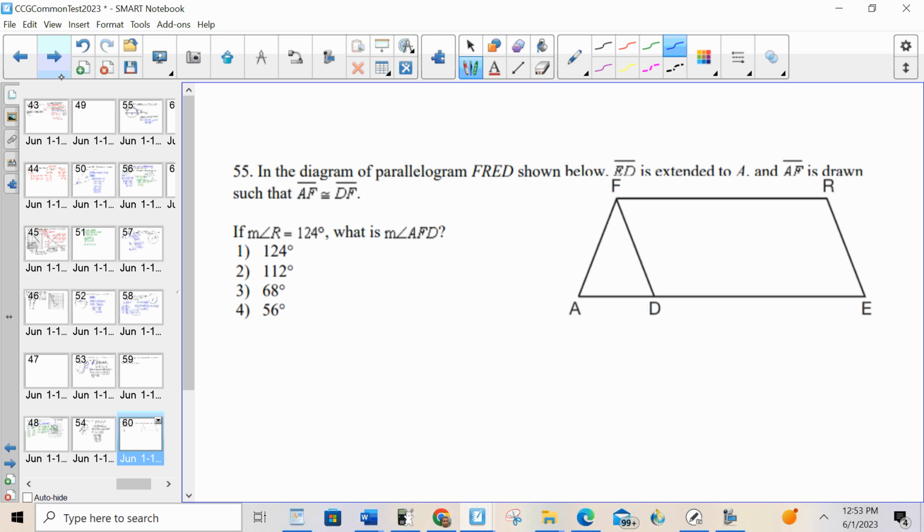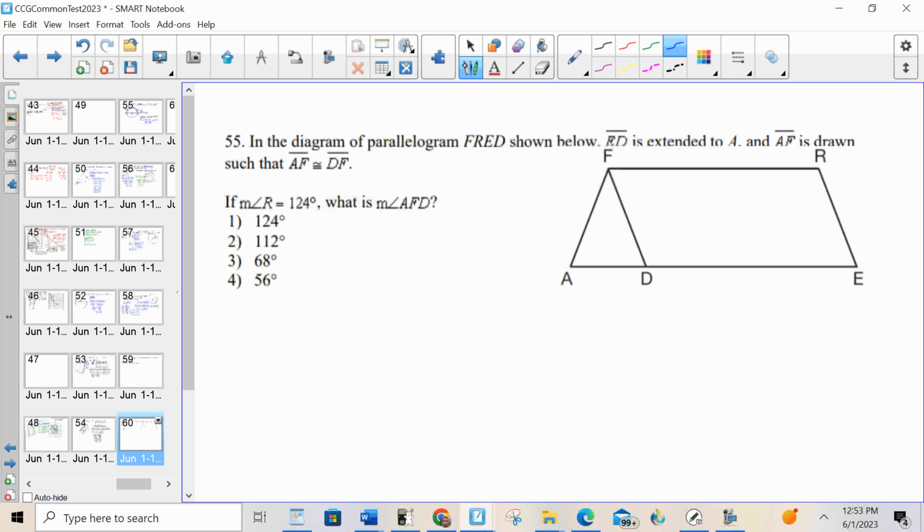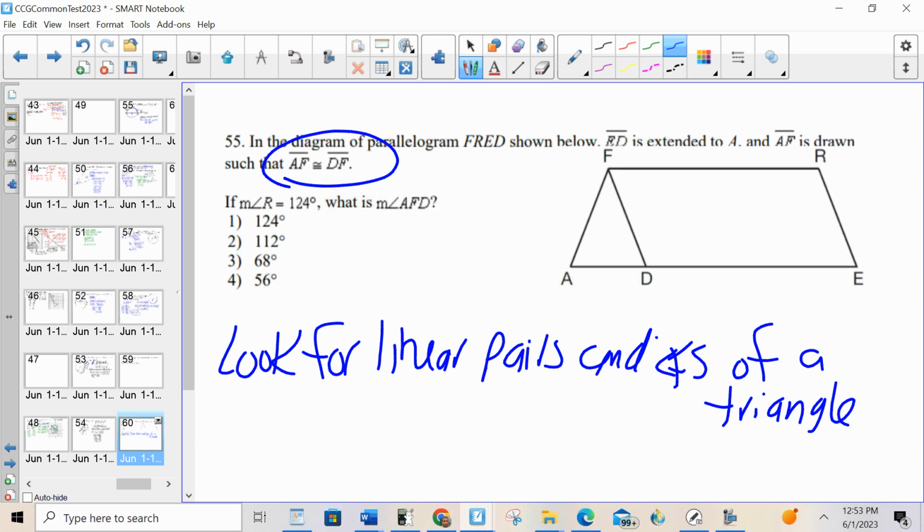Then we get into doing the angle stuff with it. With these questions in general, we want to always look for linear pairs and angles of a triangle. Other stuff is important as well, but they'll give it to you. Those are the 2 things they won't give you that you need to look for.